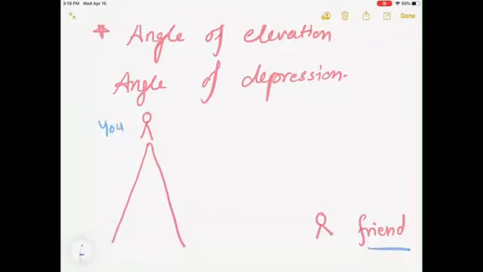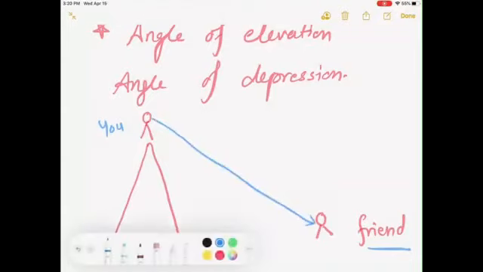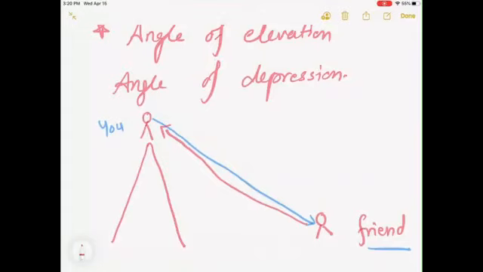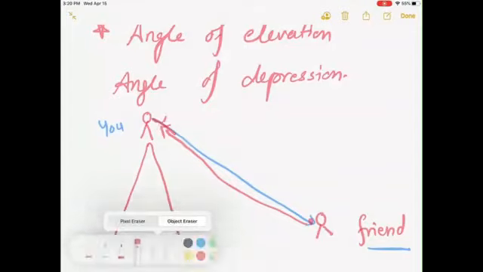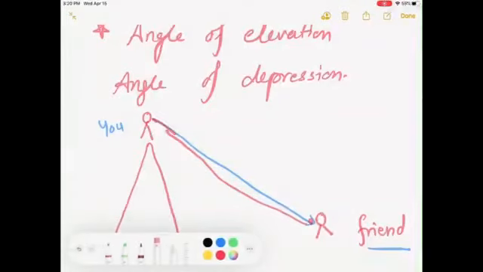When you look down to your friend, that would make the angle of depression. And when your friend is looking up to you like this, that would be the angle of elevation. But the thing is, when I go from here to here, down here, I see two angles: there's one down here, and there's one above the line. So which one is the angle of depression or angle of elevation? You really have to understand that. So let's look that up.